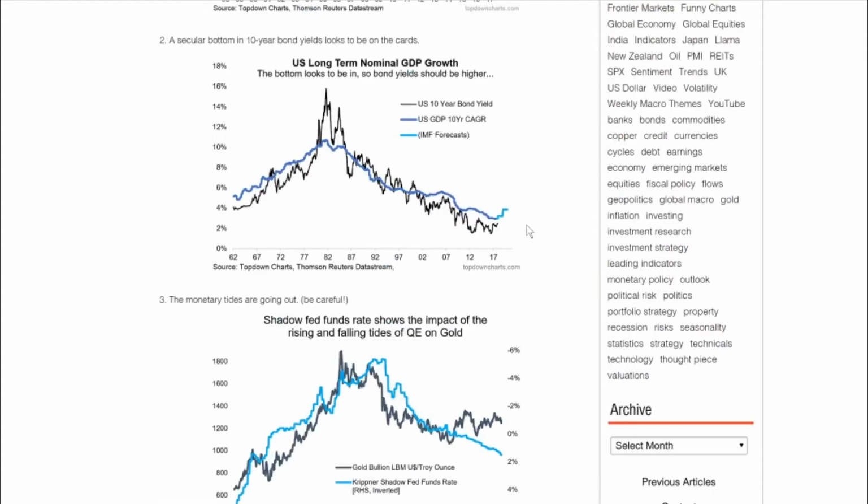The second one, kind of related I suppose, is that generally across time there's been this tendency for US 10-year bond yields to line up with US 10-year GDP growth, or longer term smooth GDP growth in America. And you can see there that, based on the IMF forecasts and a number of good reasons, it looks like that longer term pace of GDP growth is bottoming out and is set to turn upwards.